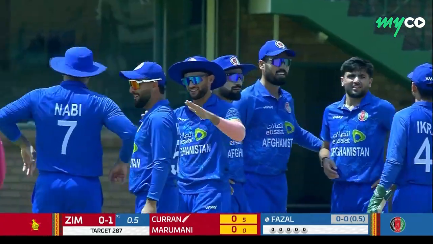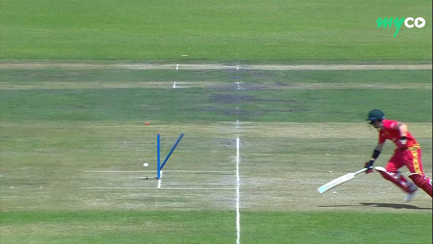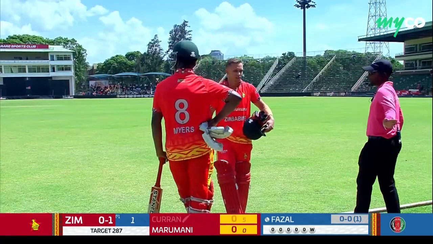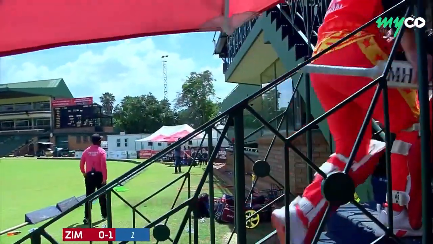Percival Sizara, the umpire, has called. Yeah, unlucky, and he's gone, a direct hit by the skipper Hashmatullah Shahidi. Unfortunate run out. This is such good work from Shahidi, and Ben Curran has run out without scoring. Zimbabwe lose their first wicket.